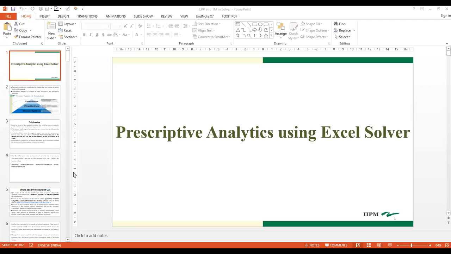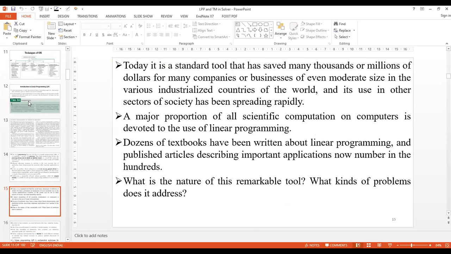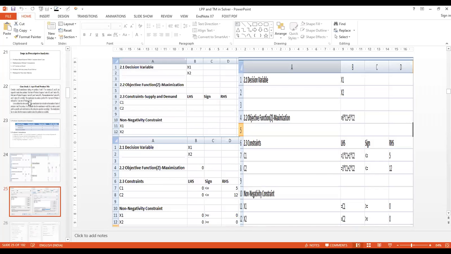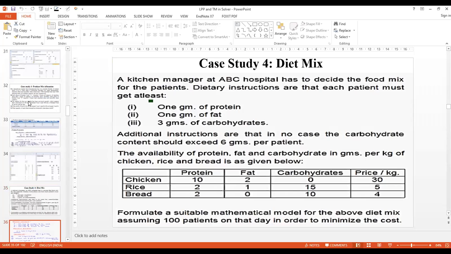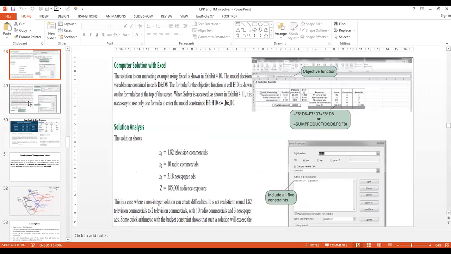Anybody tell me what is prescriptive analytics and how linear programming is useful? When will you use linear programming? Linear programming, LP. When resources are limited, we use it, allocating the scarce resource to find the optimal solution by using the limited resources available.